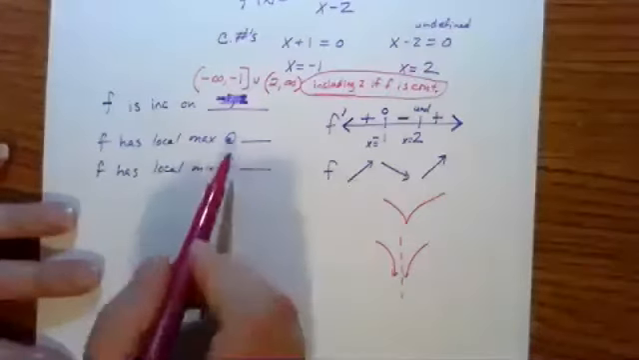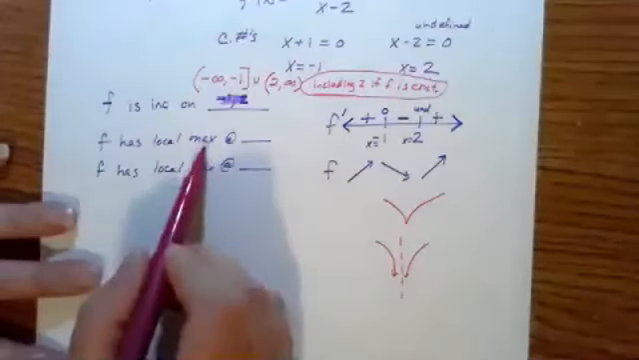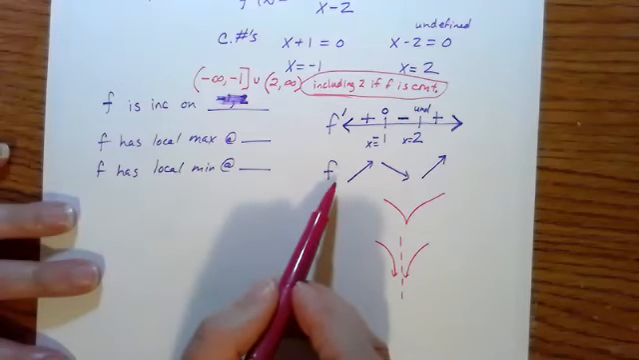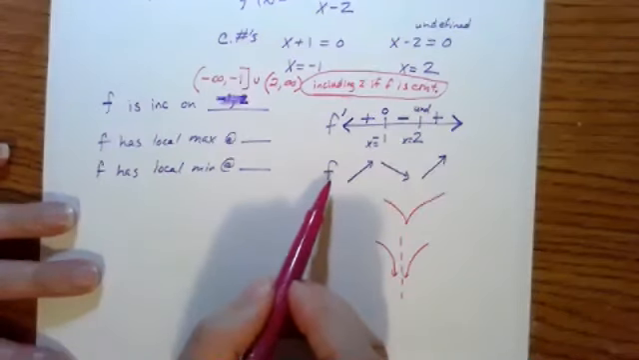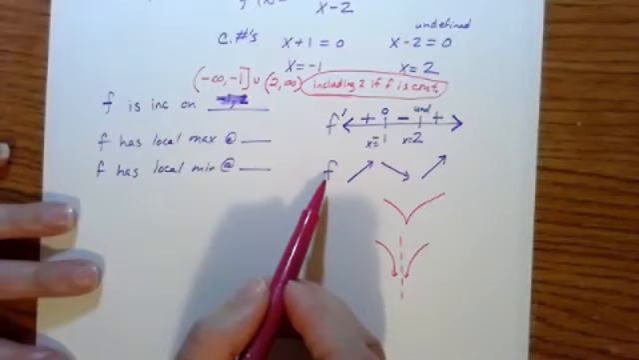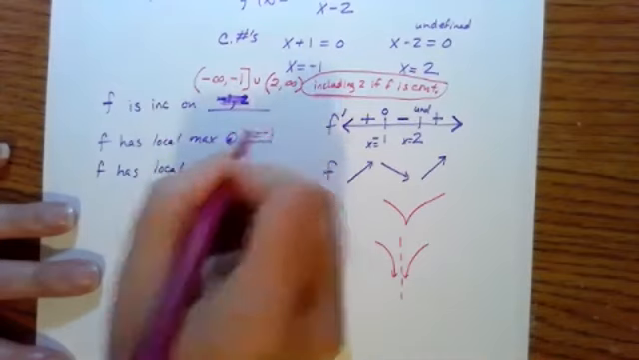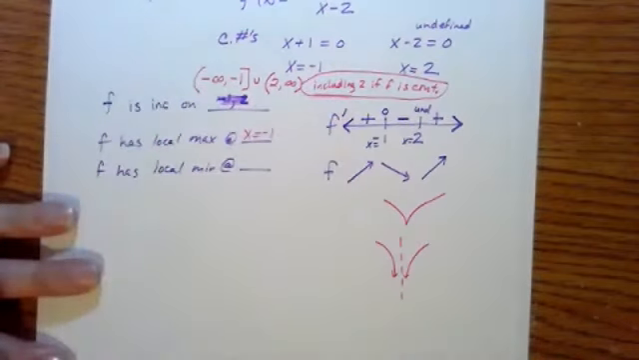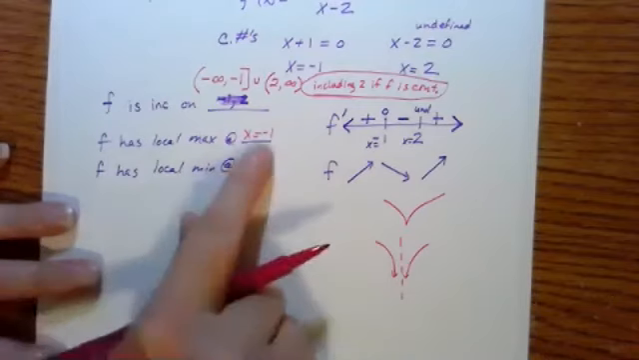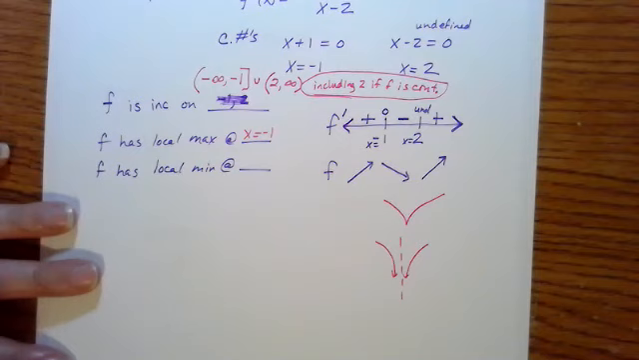For the same reason, does F have a local maximum anywhere? Yeah. X equals -1. Right, because of the sign change from positive to negative. Good job for giving the justification. Sign change in the derivative. Make sure you say in F prime.